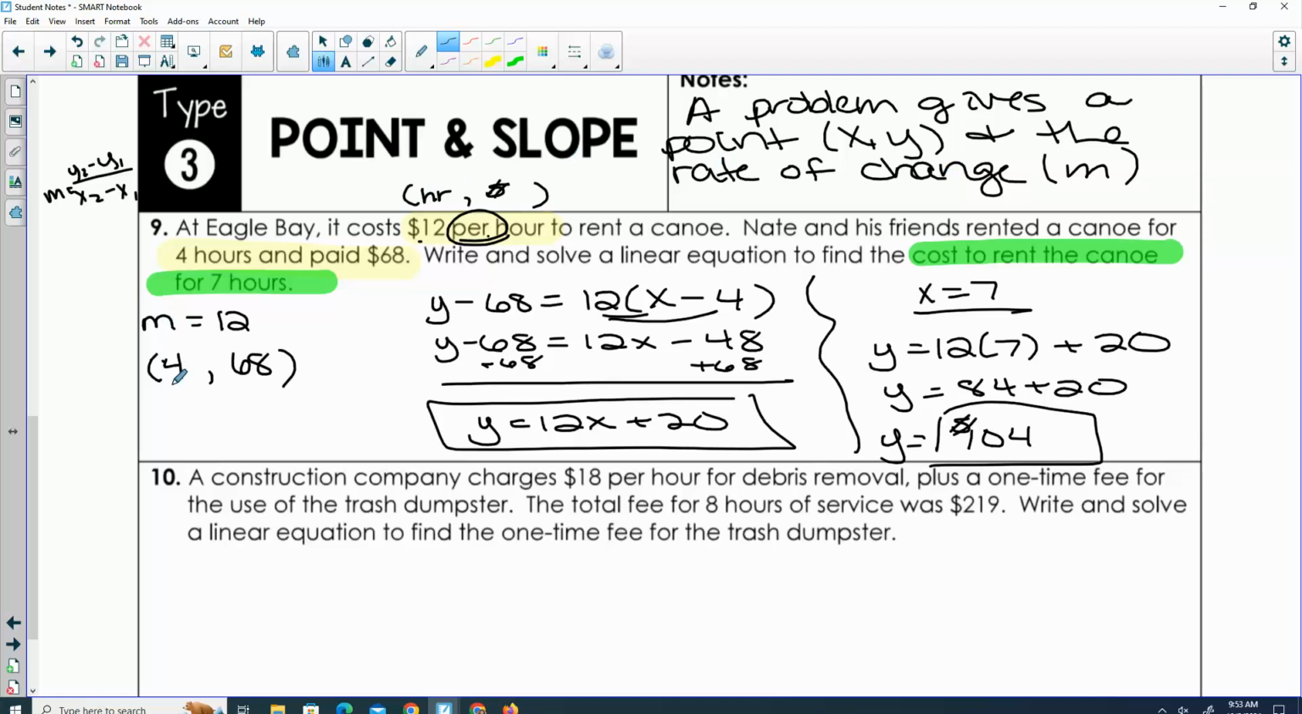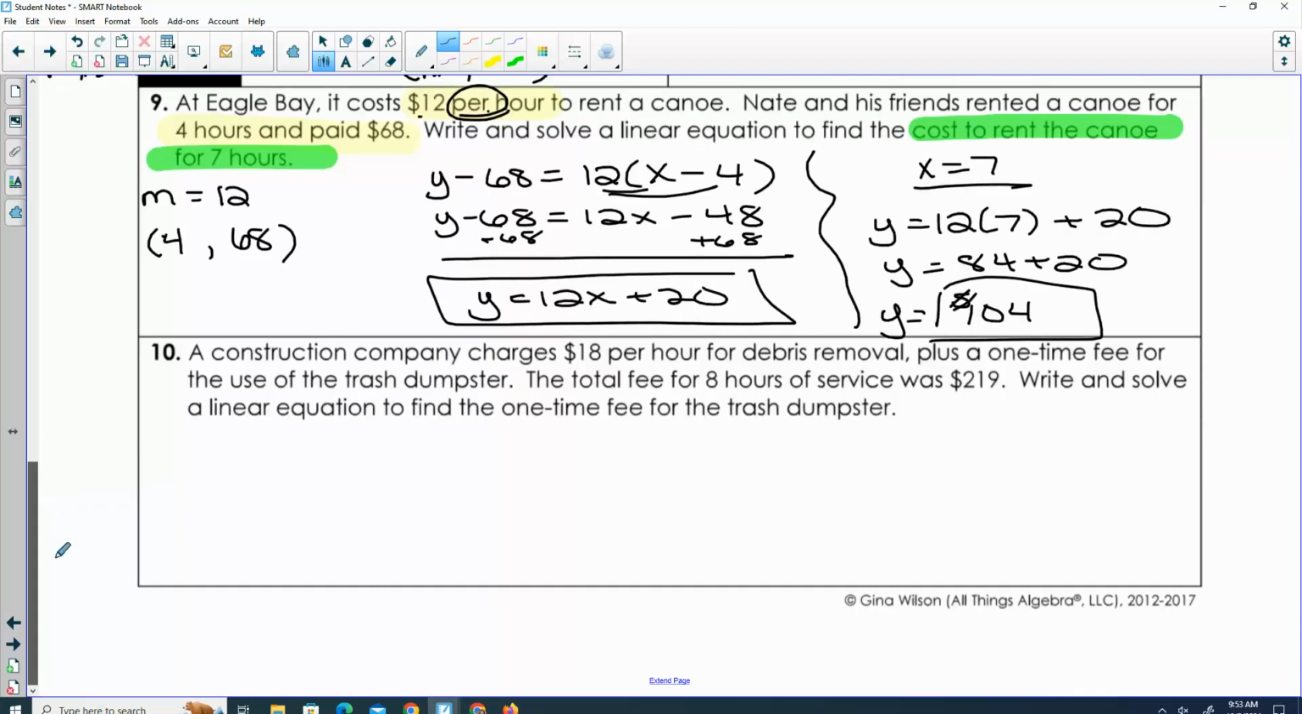So let's look at another one. A construction company charges $18 per hour. As soon as I see that per, what does this represent? M. So our M is 18. If I see dollars per hour, that means it's y. So my y is dollars, my x is my hours.